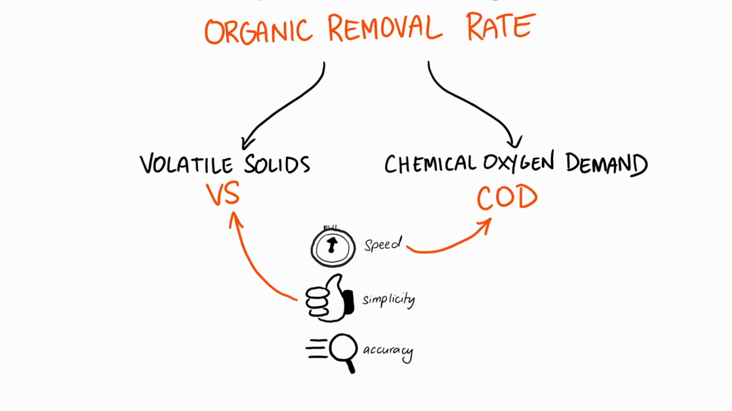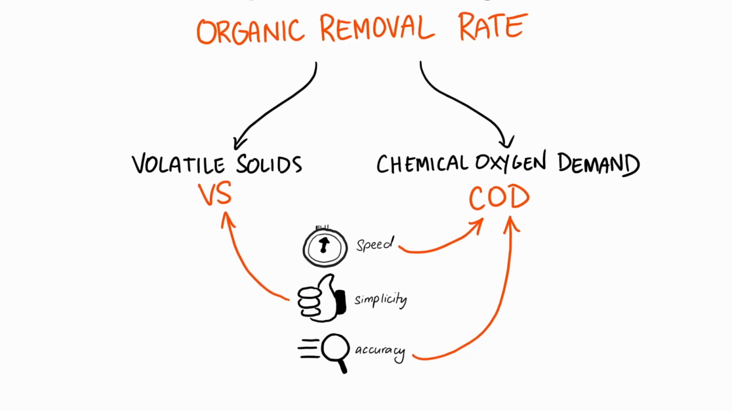You can get results on the same day with COD, whereas the VS test could take at least a day when it comes to food waste. Measuring by COD is more accurate because the COD is directly proportional to the methane yield of your digester and its feedstocks. I'll show you what I mean by that.